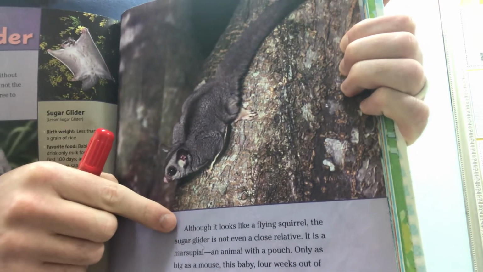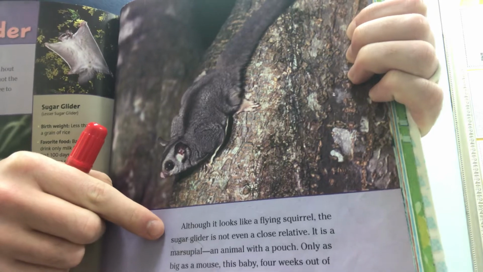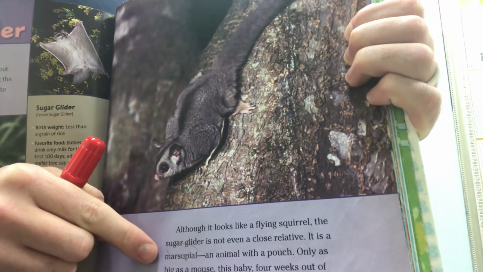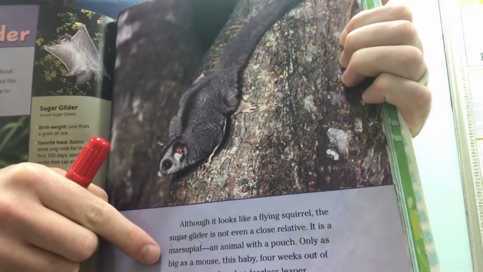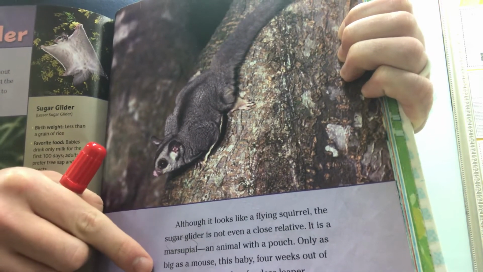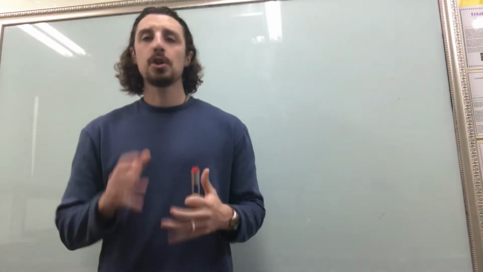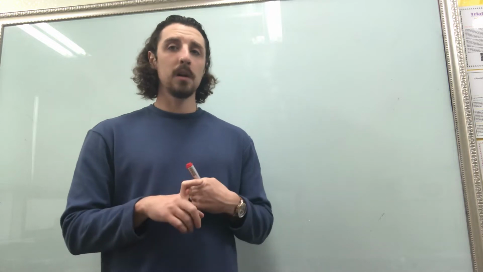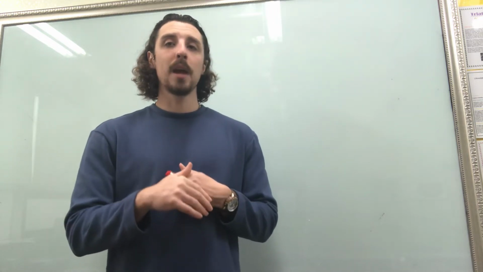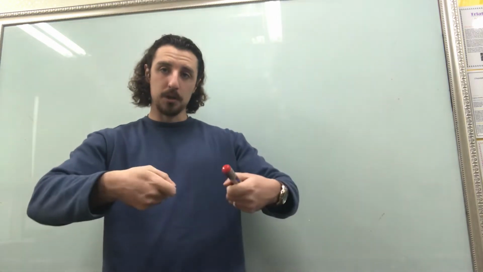Although it looks like a flying squirrel, the sugar glider is not even a close relative. It is a marsupial, an animal with a pouch, only as big as a mouse. This baby, 4 weeks out of the pouch, is already a fearless leaper. Okay, so the question is, how are sugar gliders and kangaroos the same? Well, one thing that we learned is that both kangaroos and sugar gliders are marsupials, or they both have the pouch that they go into.